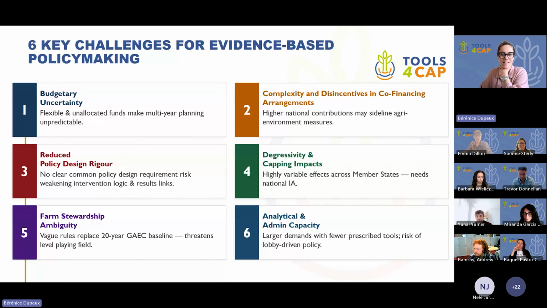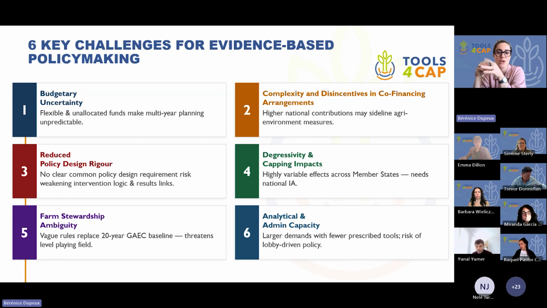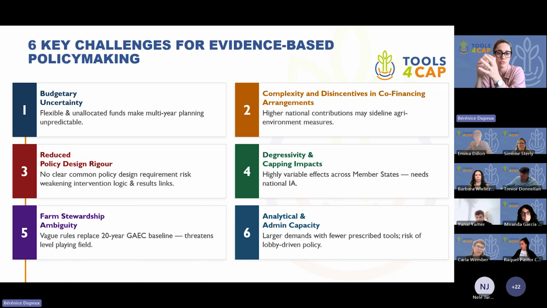The fourth challenge is that for some member states with a historical prevalence of small farms, they might find themselves with limited scope to reallocate resources due to degressivity or capping. However, for member states with a more concentrated type of land ownership, they may experience a significant budget reallocation due to degressivity and capping. And therefore, that will require strong impact assessment to be sure that we don't have unintended impact.